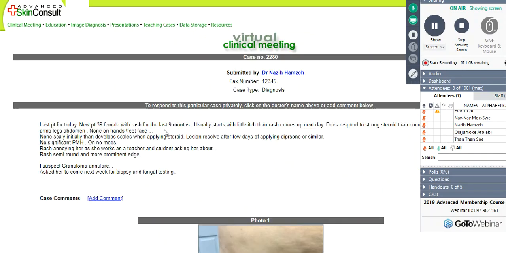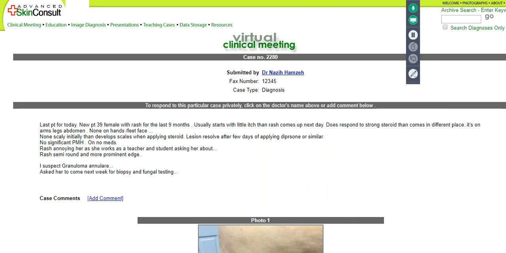Let's have a little look. Last patient for today, new patient, 39-year-old female, rash for the last 9 months, usually starts with little itch, then rash comes up the next day. Does respond to strong steroid, comes in different places, arms, legs, abdomen. Non-scaly, then scales when applying the steroid. Okay.